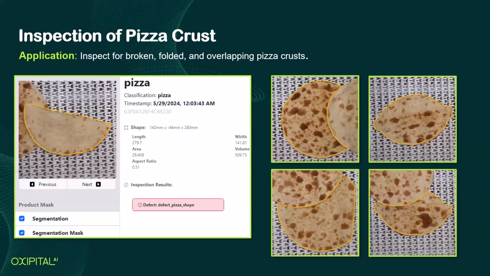Also, when you have broken pieces or misshapen crusts, these can also present challenges for downstream packaging equipment as well as lower your overall quality output. We're able to detect when there are these anomalies in size, shape, and condition to ensure that only the highest quality products get packaged and that the rest get rejected.